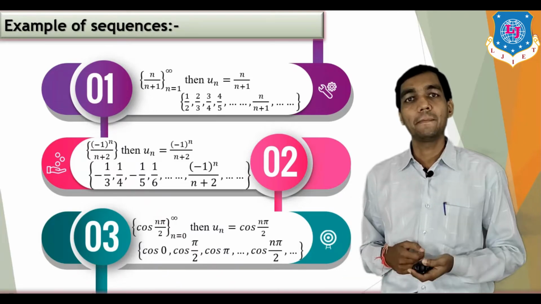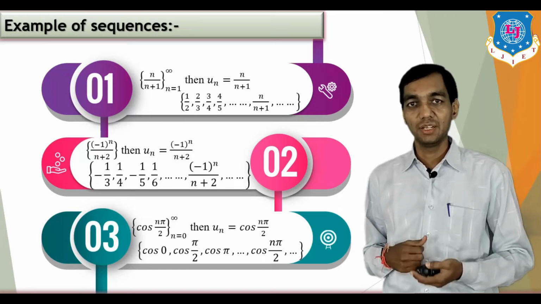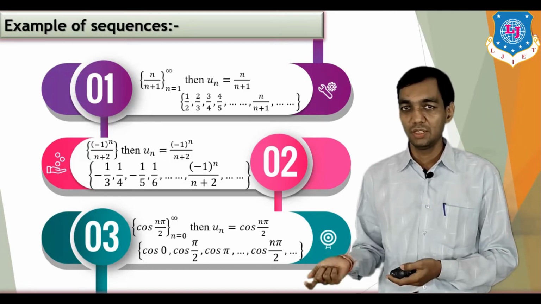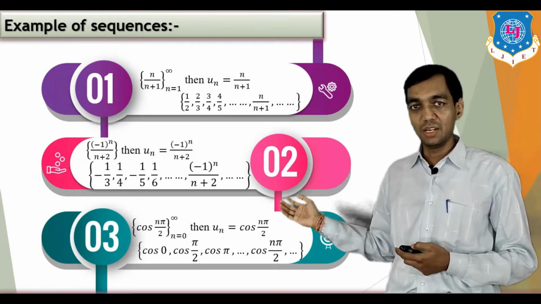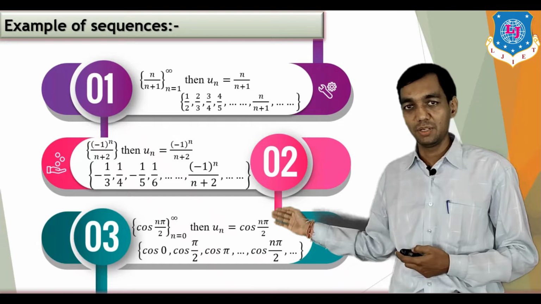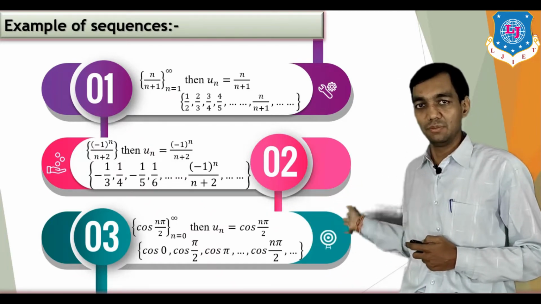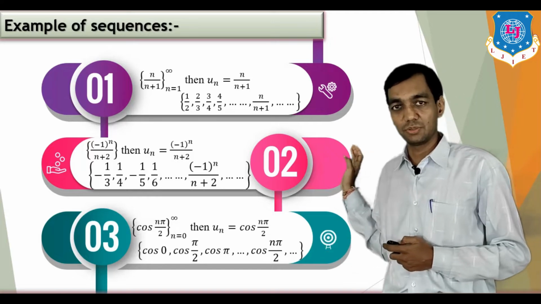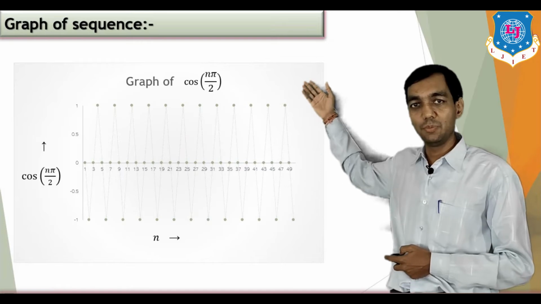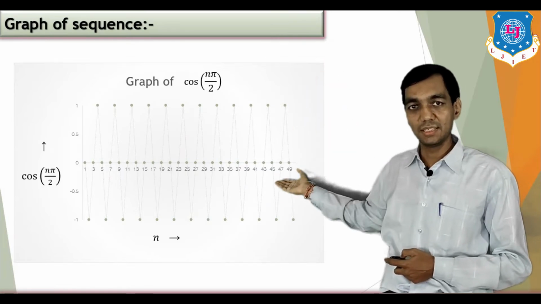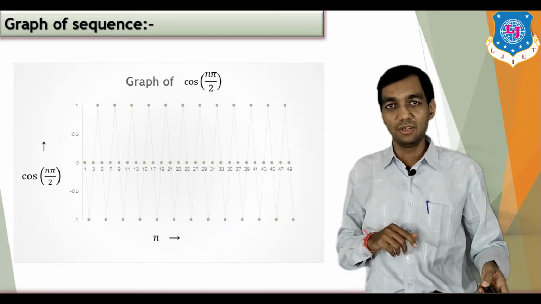If we put n equal to 0, we get cos 0. For n equal to 1, we get cos(pi by 2). For n equal to 2, we get cos pi, and so on. Finding the values, cos 0 is 1, cos(pi by 2) is 0, cos pi is minus 1, then 0, then 1, and so on. So in the graphical presentation, you have only three points: either 1, or 0, or minus 1. The sequence has only three values.